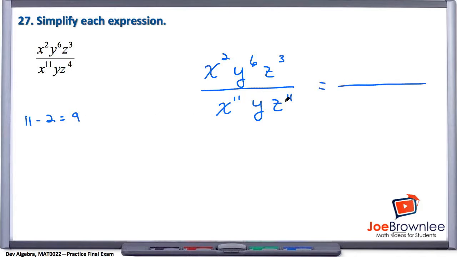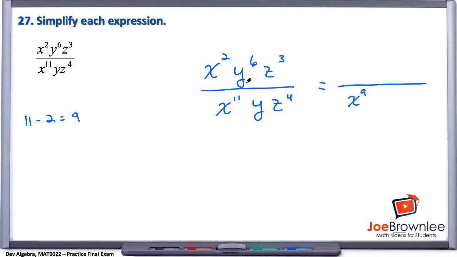And so when we divide x squared divided by x to the 11th, since it's bigger by 9 in the bottom, that's where we put our reduced answer, right? We're subtracting 11 minus 2, but because 11 was bigger downstairs, that's where the reduced answer will stay.